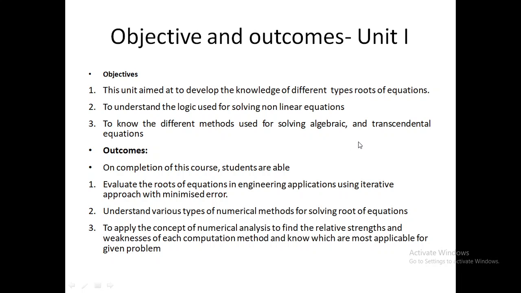What are algebraic and transcendental equations? Sometimes you are given a graphical representation of an algebraic or transcendental equation. We'll see the details of what this is. If you have learned from the first unit, then you can easily evaluate the roots of an equation in engineering applications using the iterative approach with minimized error. With the help of different methods, you can find the roots of an equation in engineering applications.